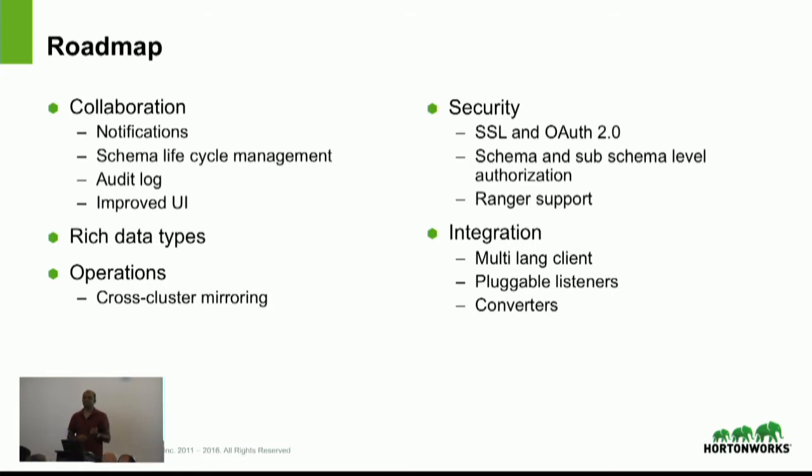Pluggable listeners: you might have schemas in a Hive metastore catalog. You want to pull those into schema registry or another schema registry implementation. Pluggable listeners will allow you to do that. And the last one is the converters. Most often the data is not expressed in Avro. For example, the one that we just ingested is in JSON format, and you want a pluggable way of converting CSV, JSON, or XML into your own format. That's where the converters will come into play.